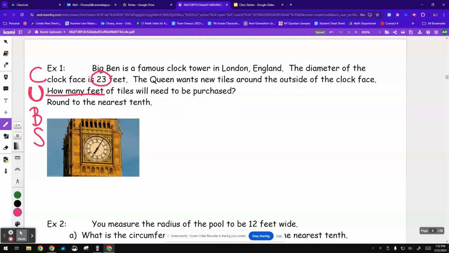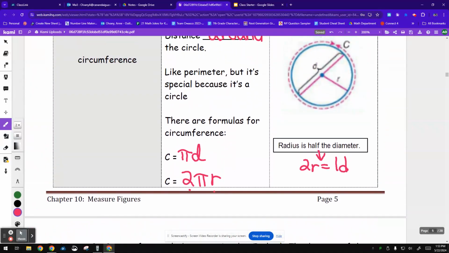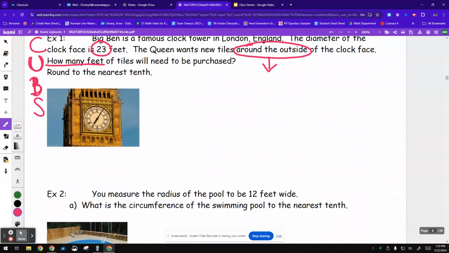But you're correct. So, how about some key words? How many is in every question. Outside of, around the outside, because this tells me I want the perimeter, otherwise known in a circle as circumference. I'm going to use the formula C equals pi d. I want to know the distance around.